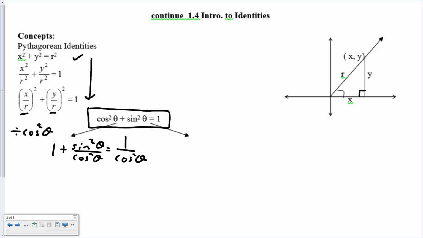And to simplify that, it's going to be 1 plus, well, I know what sine theta over cosine theta is. That's just tangent, right? That's the ratio identity that I learned. Tangent theta equals sine theta over cosine theta. So I'm going to substitute tangent theta in here. And I also learned that 1 over the cosine theta is the secant theta. So I'm going to substitute in secant theta for my 1 over cosine theta.